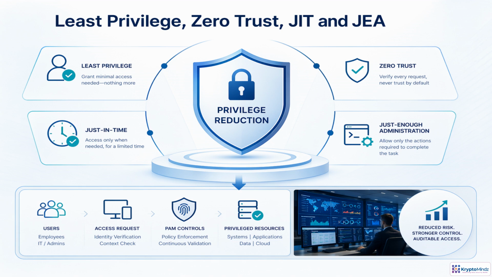Privilege reduction is at the heart of modern PAM. Instead of granting broad, permanent admin rights, we verify each request, grant only what is needed, and limit access by time and scope. The result is stronger control with less risk.